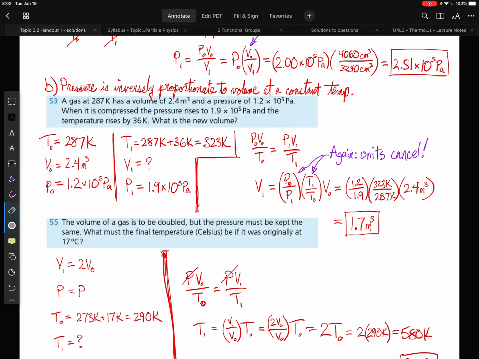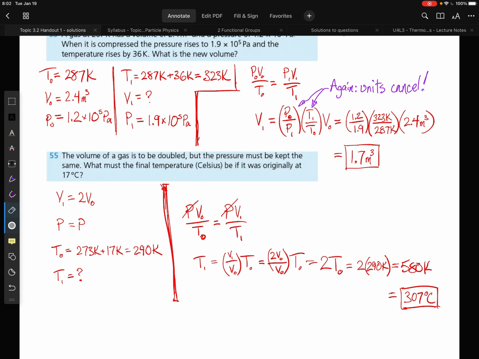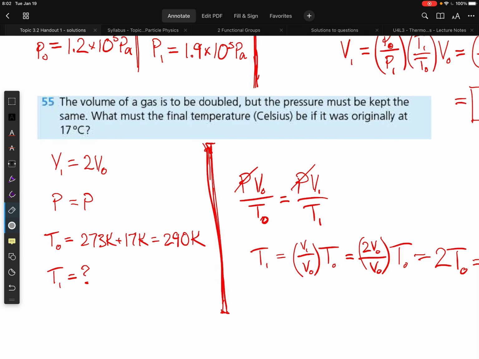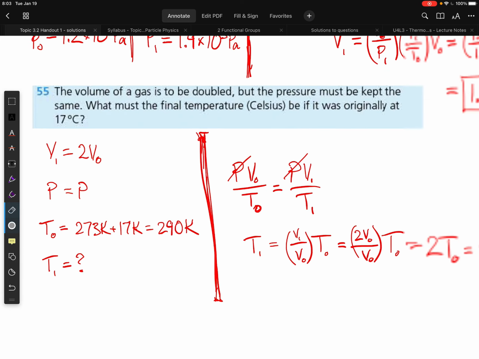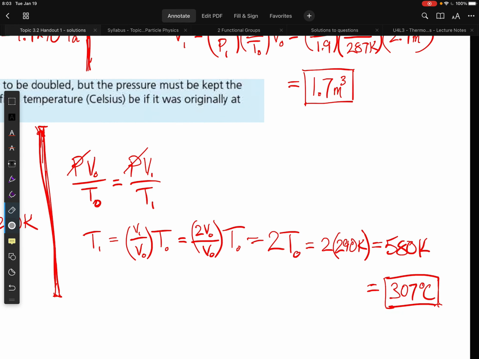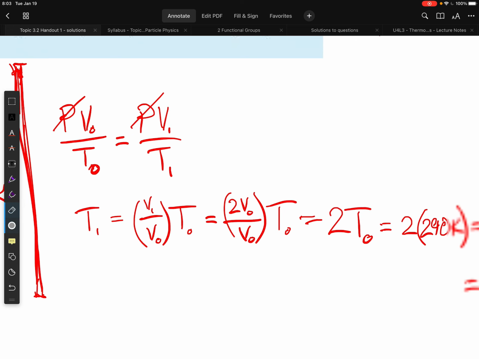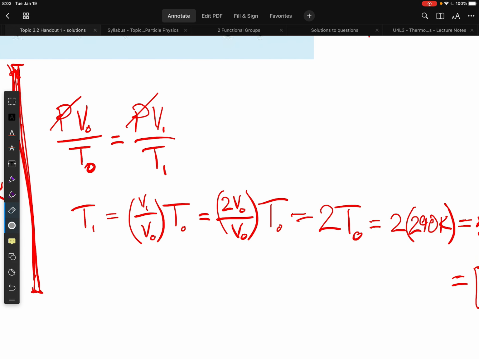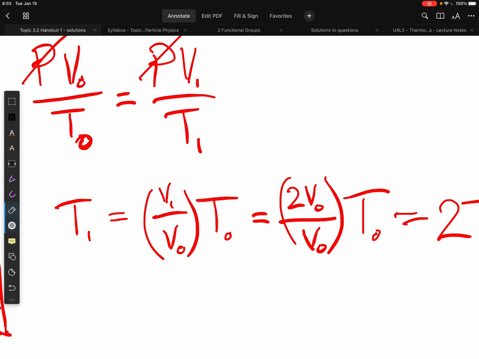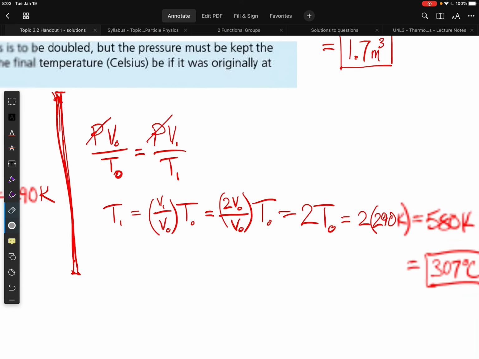Don't waste your time. Okay, 55. Similar manipulation of our universal gas law equation. Here pressure is constant, and we're asked to find the final temperature. So define our variables. Pressure cancels out. We solve for the variable we want, which in this case is final temperature. And that will be equal to initial temperature times the ratio of final volume divided by initial volume.